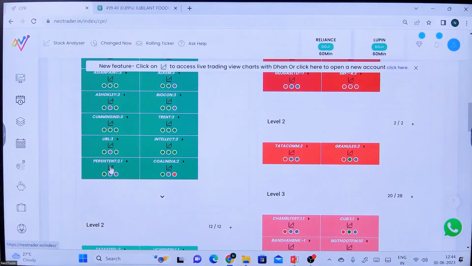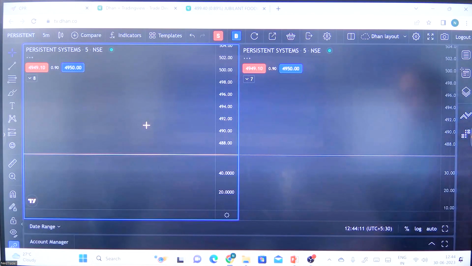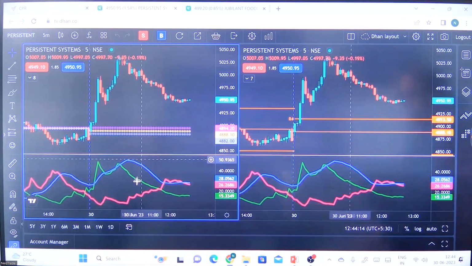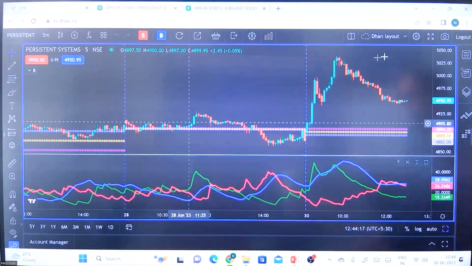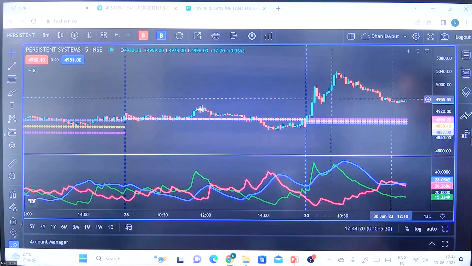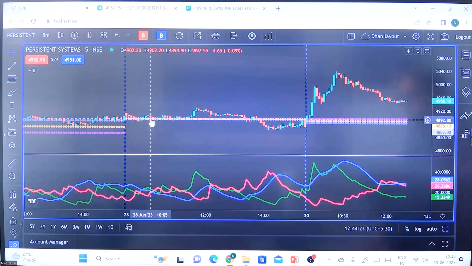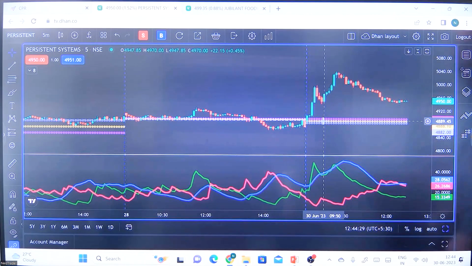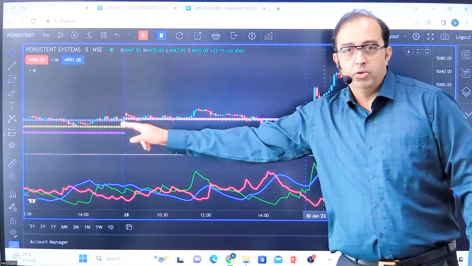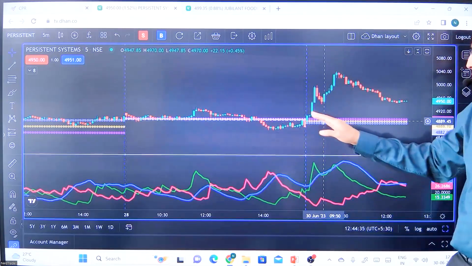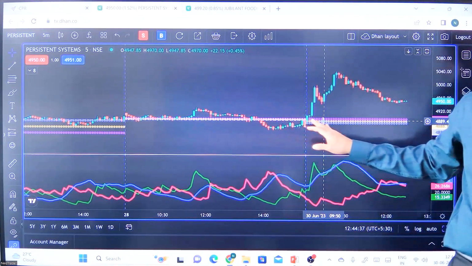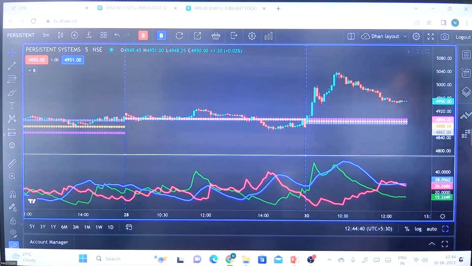So let's go and take a look at Persistent. I'm clicking the chart of Persistent, and let's put on the CPR here. So this is the chart of Persistent, and you can see that after moving up yesterday, today it has slipped into a consolidation. It moved up for 2 days and then it slipped. So here you can see that there is a consolidation. Now let's see another example.